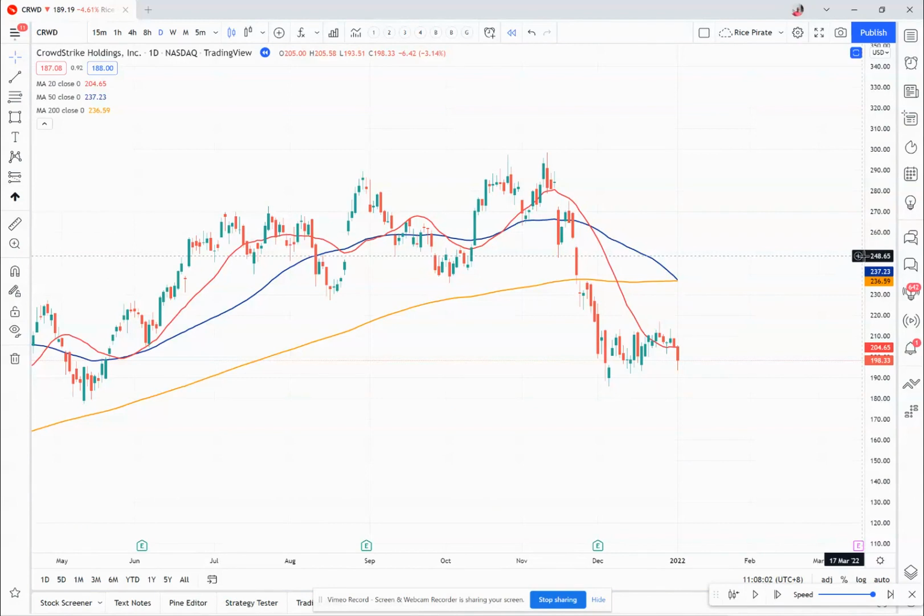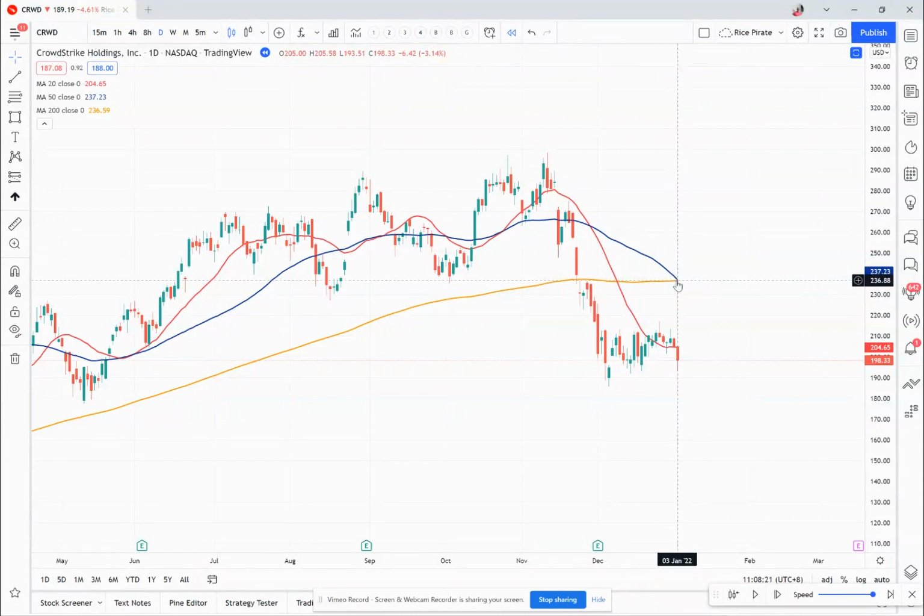Okay, so these are daily candles, and you can see that I've got the 20, I've got the 50, and I've got the 200. And I knew categorically that on Tuesday, I don't care where it opened, could have opened way up here.